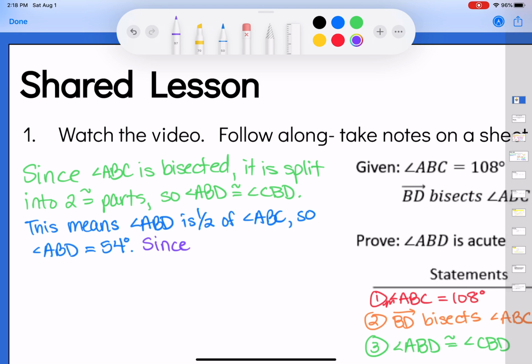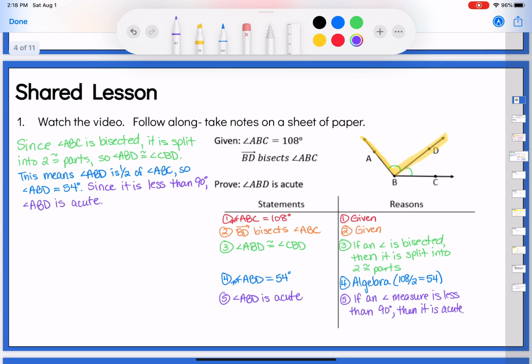Since it is less than 90 degrees, angle ABD is acute. That's the paragraph proof that goes along with that 2-column proof. Exact same proof written in paragraph style compared to 2-column proof style. So what I'm going to do underneath here is take a look at this and write some tips and tricks down.